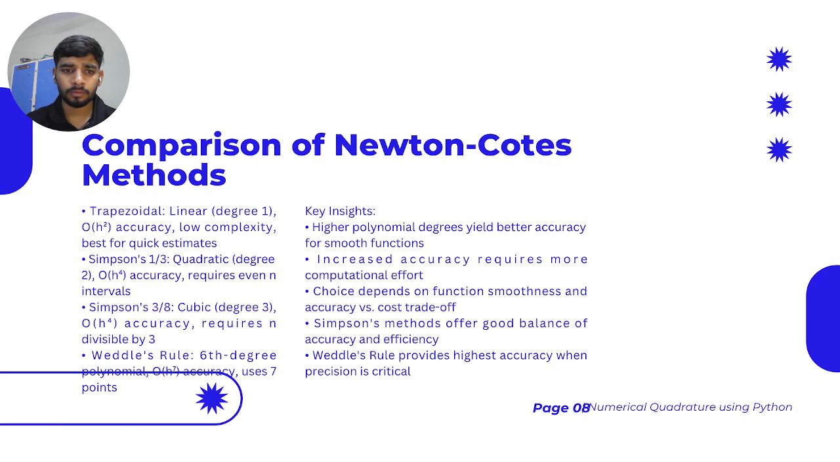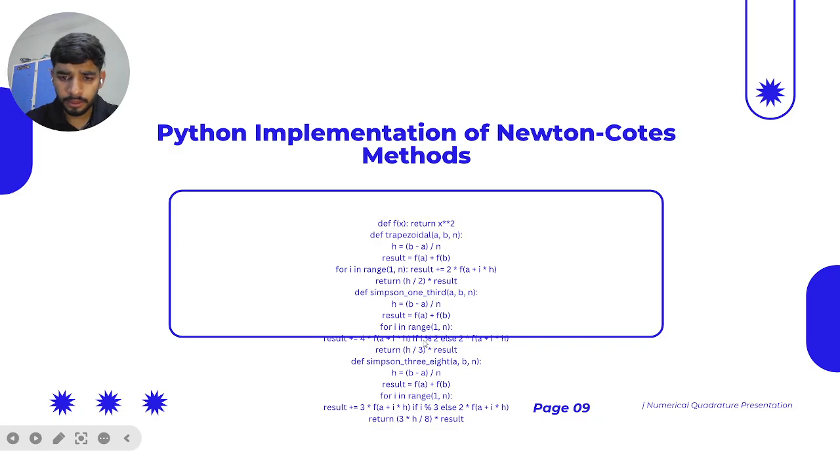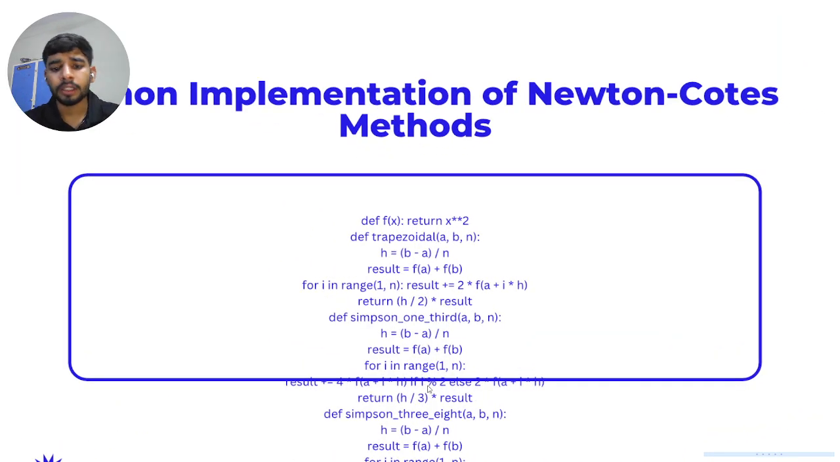So we define here the condition exactly that: i divisible by 2, if it gives a remainder then it is multiplied by 4, otherwise it will be multiplied by 2. So odd numbers will be multiplied by 4 and even numbers will be multiplied by 2, and we will return the result by multiplying h by 3 into result.